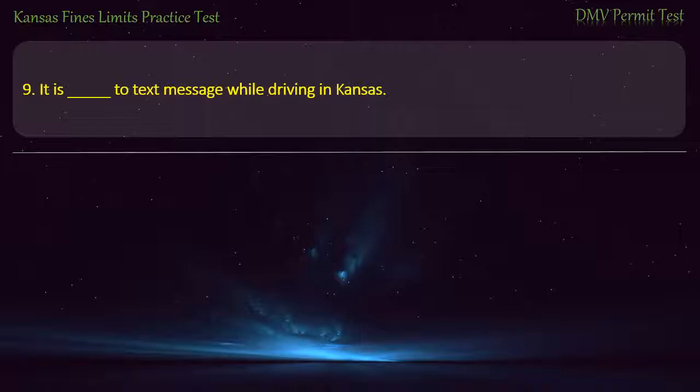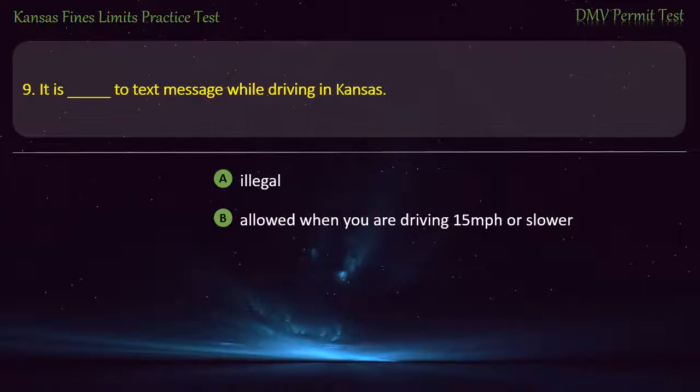Question 9. It is blank to text message while driving in Kansas. Illegal. Allowed when you are driving 15 miles per hour or slower. Legal. Allowed for drivers over 21 only. Answer. Illegal.